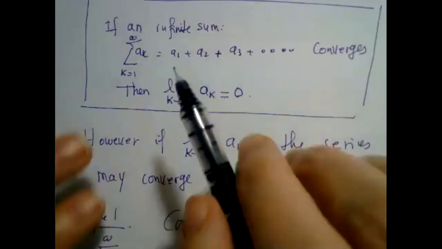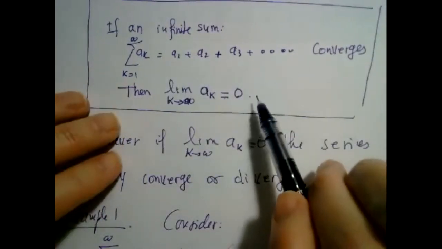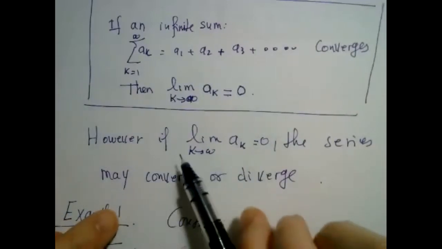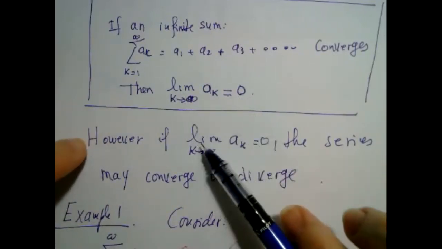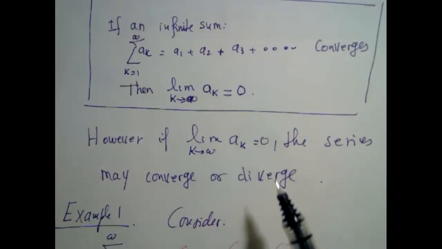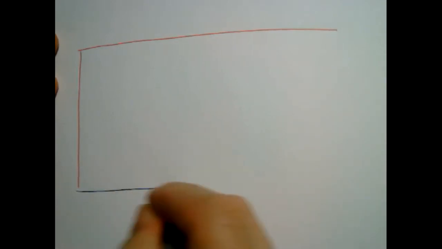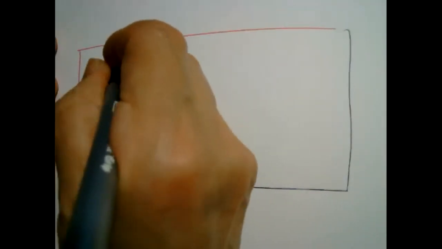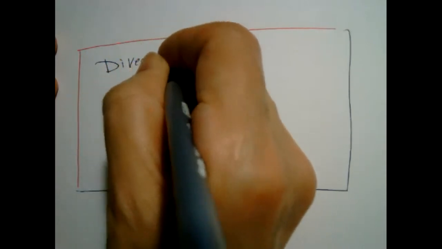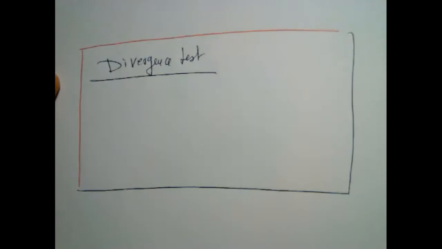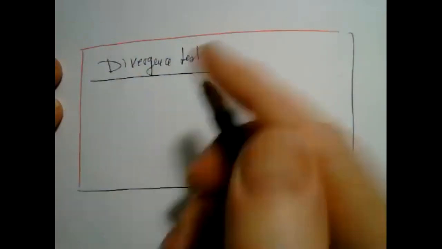So far, the only thing we know is that if the series converges, the terms go to 0. But going to 0 tells me nothing about the series. However, I have the following simple test. We're going to call it the divergence test. So the first test we're going to learn today. The divergence test tells me the following. Suppose we have a series.